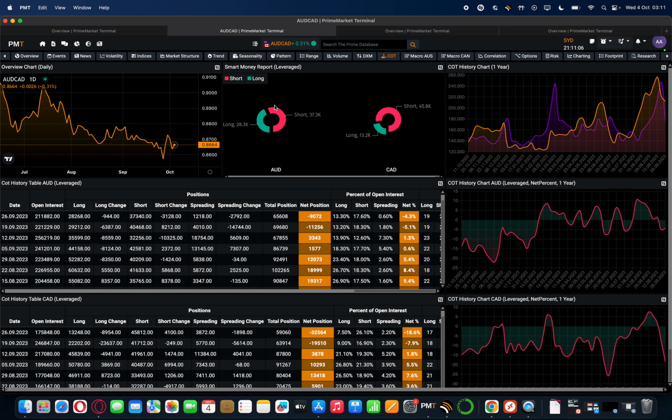It shows you here that about 37.3k smart money are short of AUD, and they're also short in CAD. So for this kind of market, I would try to stay out of it because it's not giving me the signal I want. But you should know that this is what it's all about.